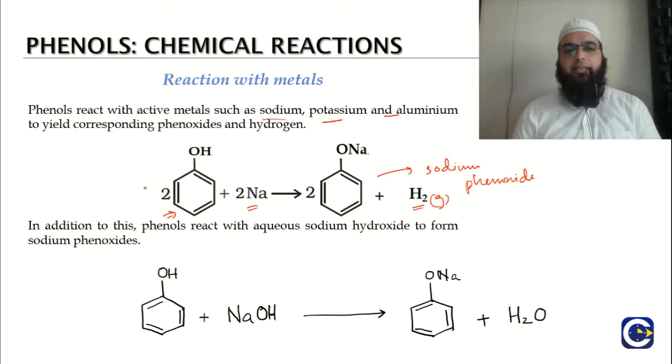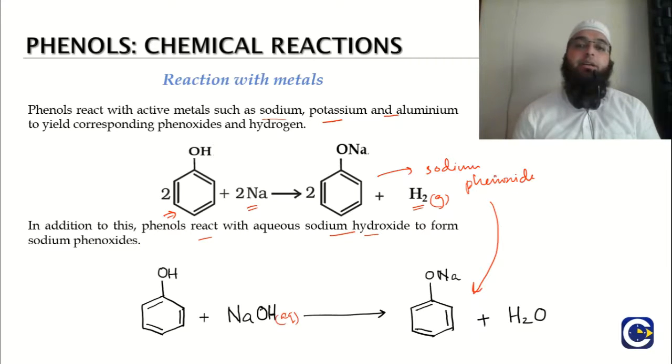So when metals react with phenols, we get the corresponding phenoxides, as in the case of alcohols, where we react alcohols with metals and get the corresponding alkoxides. In addition to this, phenols can also react with aqueous sodium hydroxide, and its reaction with phenol will again give us sodium phenoxide. We should remember that this sodium phenoxide is a very useful precursor for the preparation of many organic molecules, and in this reaction we are getting water as a byproduct.